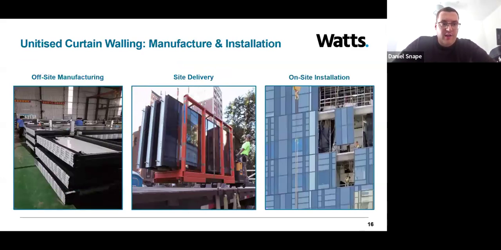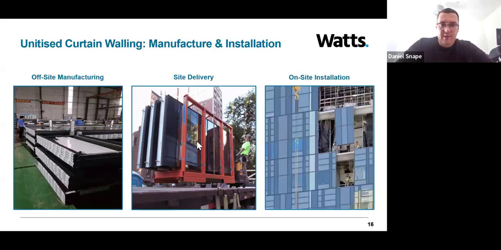So moving on to the manufacturing and installation process, this is just a quick slide to show you the typical process of unitized curtain walling. In the first photo on the left hand side, we see the production of curtain wall panels in a controlled factory environment. Panels are carefully put together with close attention to detail to ensure that they're correctly sealed and achieve the design criteria.